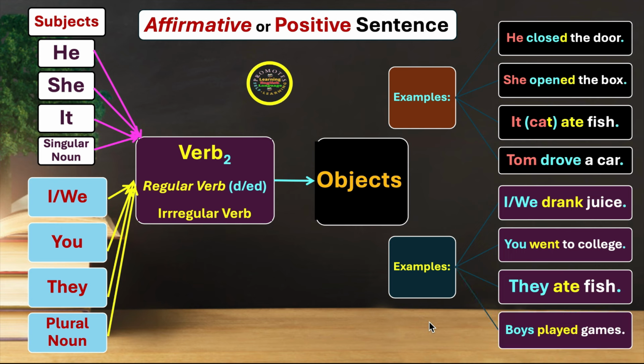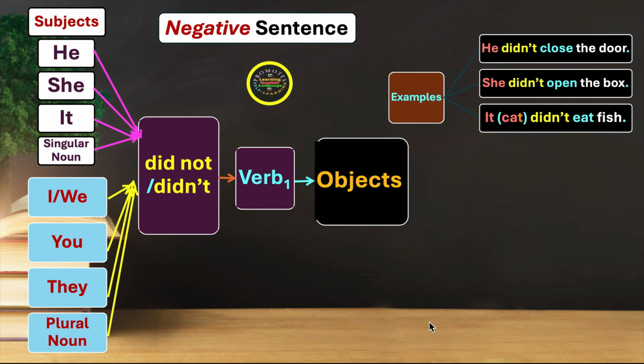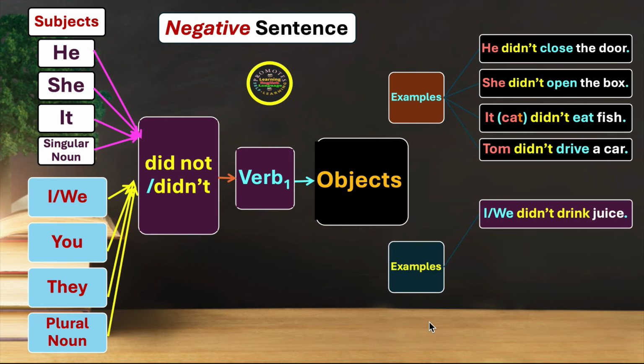Let's see the examples. He didn't close the door. She didn't open the box. It for cat didn't eat fish. Tom didn't drive a car. We have further examples. I or we didn't drink juice. You didn't go to college. They didn't eat fish. And boys didn't play games.